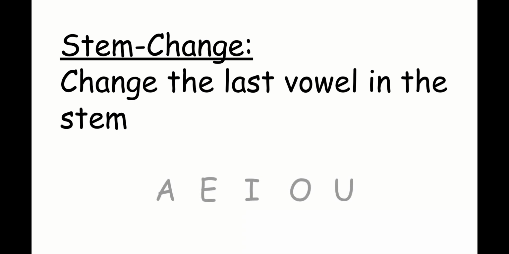So with stem-changing verbs, you change the stem, and when you change the stem, you change the last vowel in the stem. You should remember that a vowel is A, E, I, O, or U. So you're going to change the last one of those in the stem. So dormir means to sleep. The stem is dorm. You take off the IR, and then we're going to change the last vowel, which in this case there's only one vowel, O, so we're going to change the O.